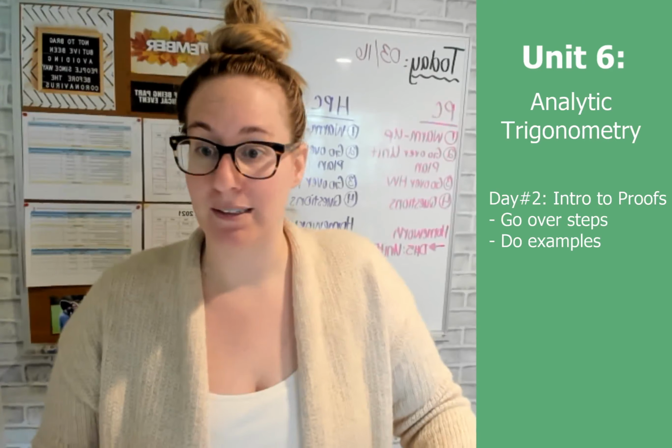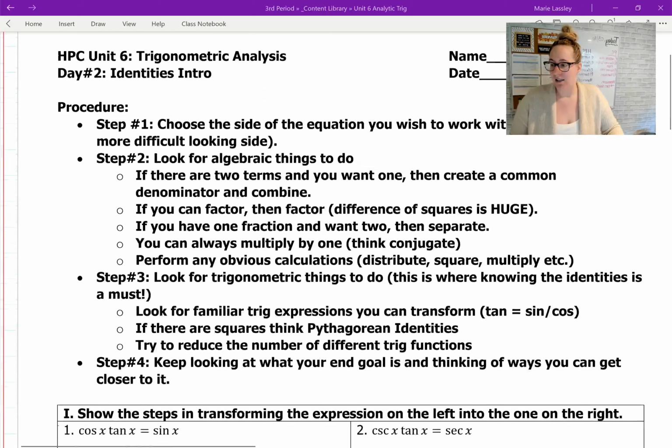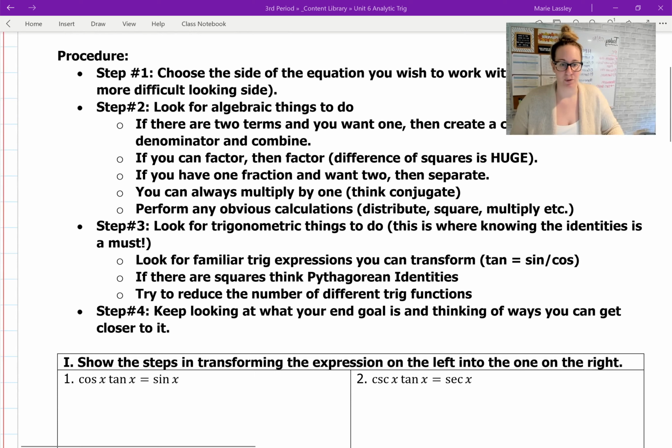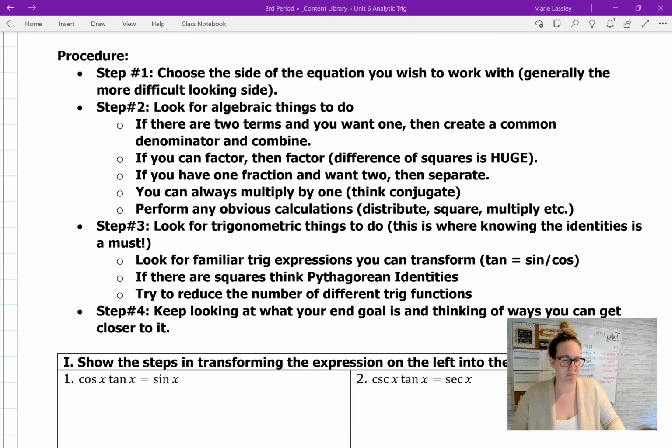So let's go. Okay, so this is actually just the top part of your homework that you're going to have tonight. So these are like our notes for proofs. There really isn't that much to write down, but we are going to go through this and talk about what we're doing.